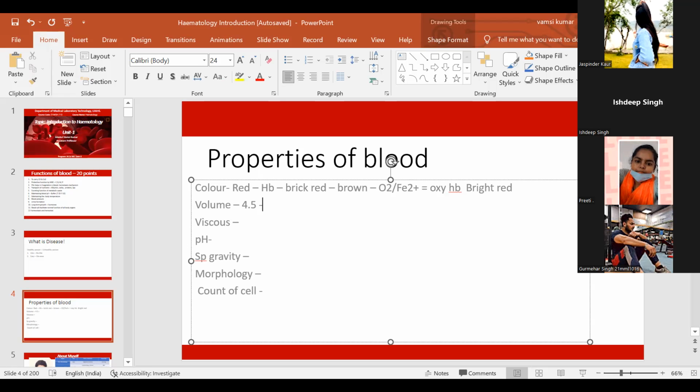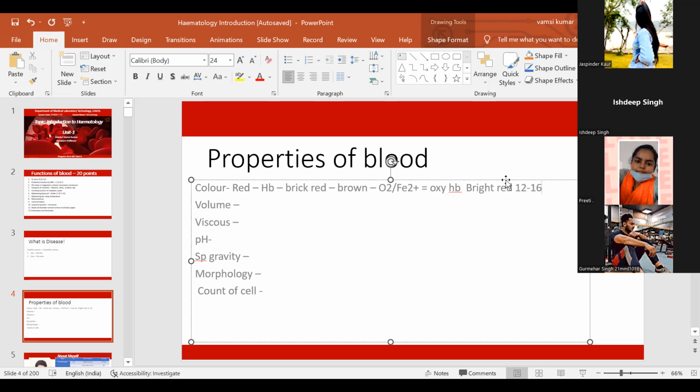12 to 16 what? Volume? Okay, tell me, 12 to 16 what? Liters? No, I'm not asking about volume. Total count of HB. Okay, that we can write as a range, 12 to 16, for both males and females together. Grams or milligrams or micrograms or nanometers or deciliters? Tell me the unit properly.